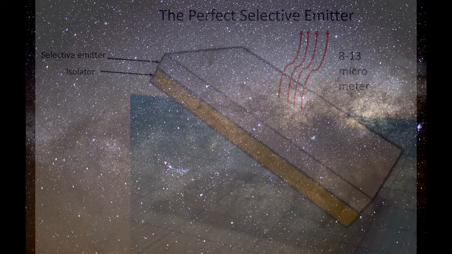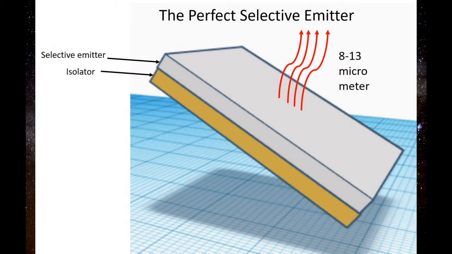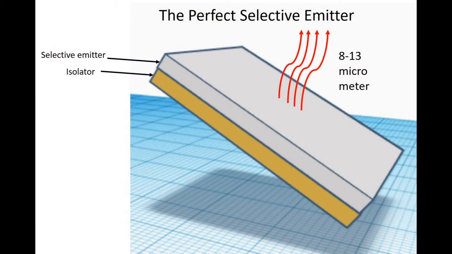So, in order to cool our system down, we need to choose a material that radiates heat in the spectrum of the atmospheric window, and on the other hand, we need to isolate it so it barely exchanges heat with its surrounding through convection or conduction. Our perfect material will absorb no heat from the sun and will radiate heat in wavelengths of 8 to 13 micrometers. This kind of material is called a selective emitter.